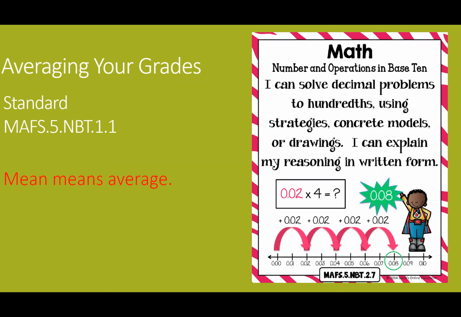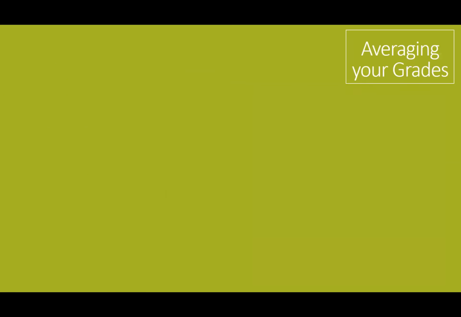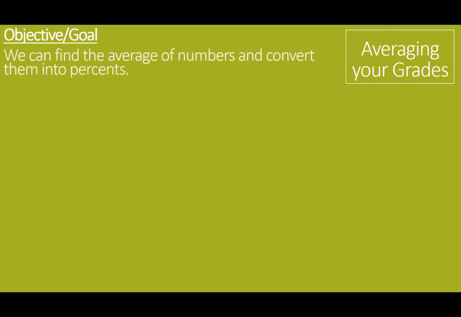So like we've been doing before, we're solving those decimal problems to the hundredths, and we're rounding those numbers because when we're talking about hundredths, that's when we're talking about the percentages. All right, here's our goal. We can find the average of numbers and then convert them into percent. So the average of multiple activities or tests or assignments, we're going to find that average and then find out what your average grade is.